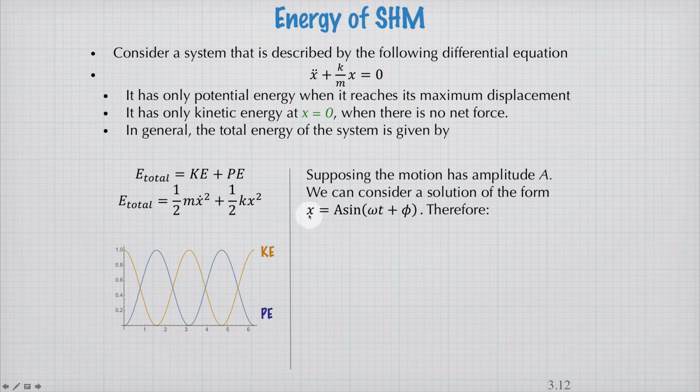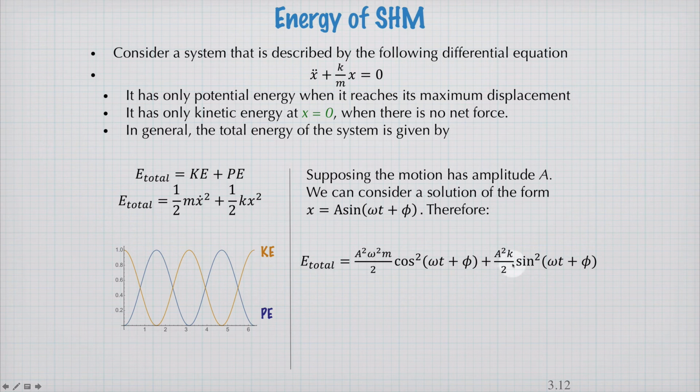We'll consider motion of the form x = A sin(omega t plus phi). So that's one possible solution of this equation. Therefore, the total energy must be the sum of the kinetic energy, so that's a half m x dot squared. The derivative of the sine function gives you a cos, and you square the cos. There's an omega squared that comes from the derivative, so we have A squared omega squared m on 2 cos squared (omega t plus phi).